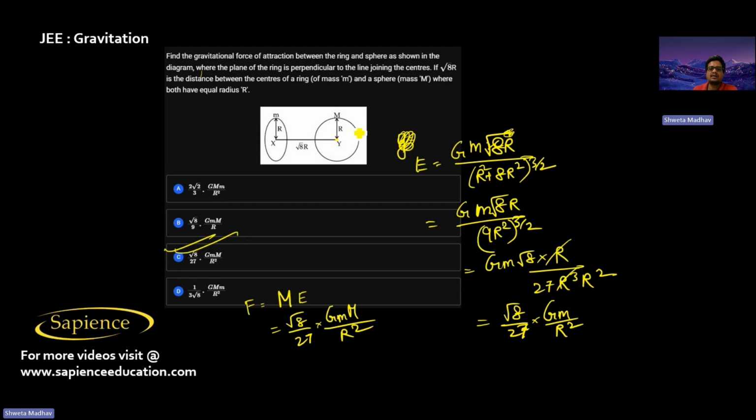Since this root 8 r is much more than r, the mass of the sphere will act as if it is concentrated at the center. The entire mass of the sphere will be concentrated at the center of the sphere. So we can say that the net force will be the mass of the sphere at the point y into the gravitational field due to the ring at the point y. That you have to do. Instead of E, we can call it a small g also. So m into g. So that is this.